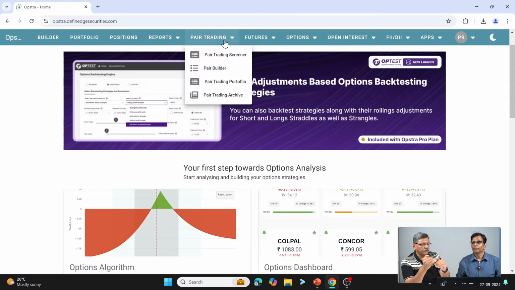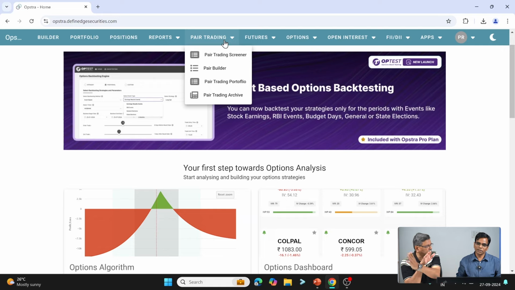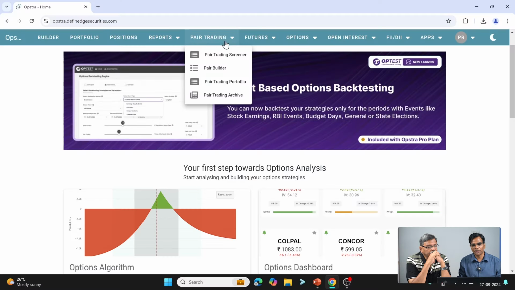Much similar to what you have for option strategies, right? So we have done something similar. The last two, portfolio and archive, are for trades you have already done or paper traded, and you are just moving them there for future reference. So these are specific to the pair trading strategies. First, let's go to the pair trading screener.